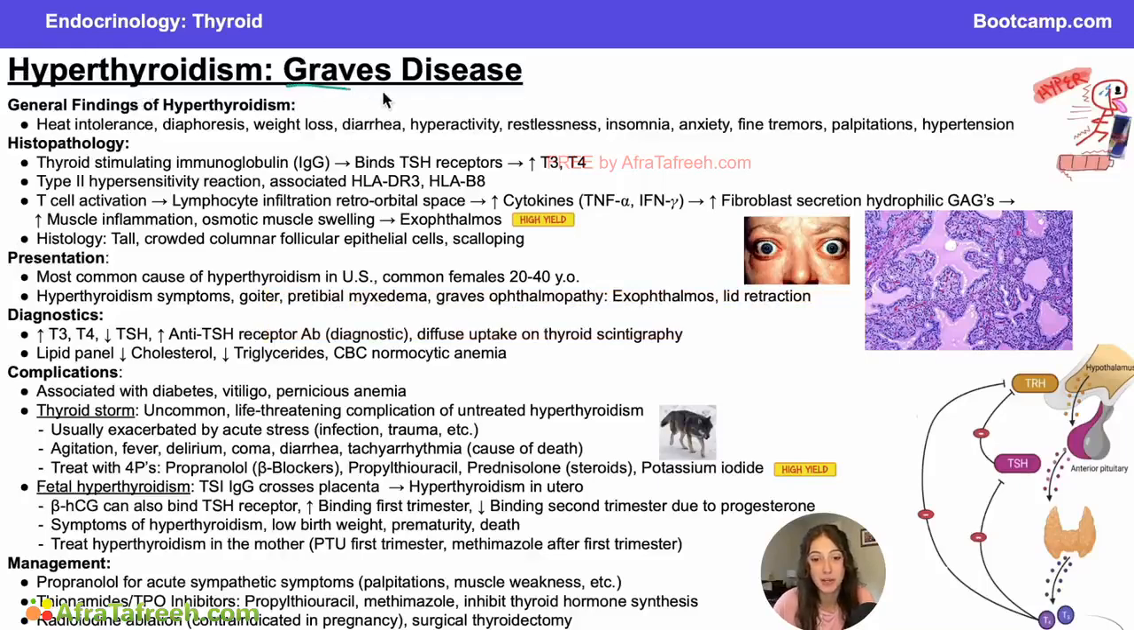In this section, we'll be going over Graves' disease, which is one of the most common causes of hyperthyroidism that is most likely to show up on step 1 of your boards. So before we dive into the nitty-gritty of Graves' disease, first let's review our general findings of hyperthyroidism, since this is a cause of hyperthyroid state.